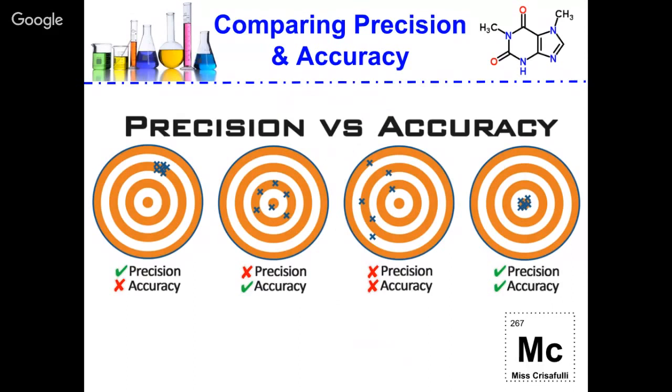Now the second dartboard, those shots are not precise because they're not close together, but they are accurate because they are closer to the bullseye. The third dartboard, they're neither precise nor accurate because they're not close to the bullseye, nor are they close to each other. And then the final dartboard, those shots are both precise and accurate because all those shots are around the same section of the dartboard, and they all hit the target, which is the bullseye.